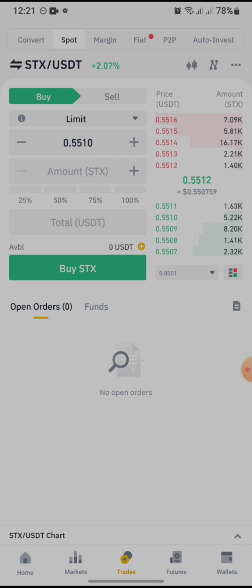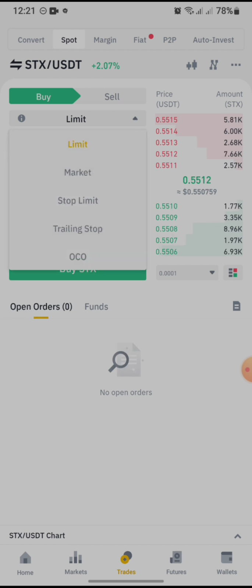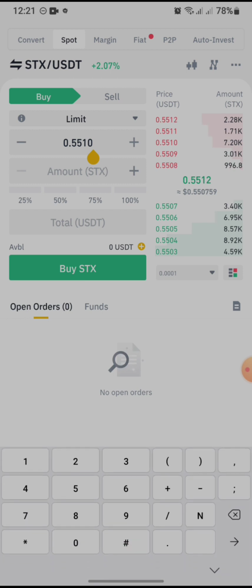Now this is what I'm about to show you guys. I told you what limit and market is, right? So now, assuming the signal was dropped today, the signal for this trade that gave us 123%, when I want to give you guys a signal.